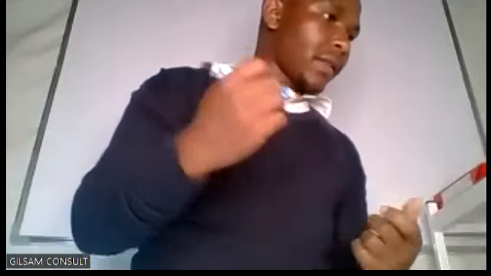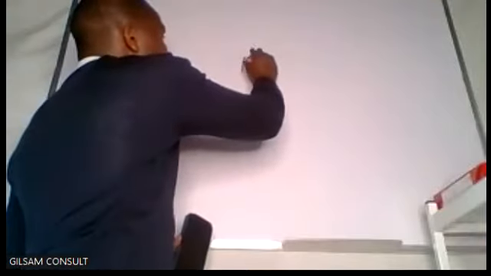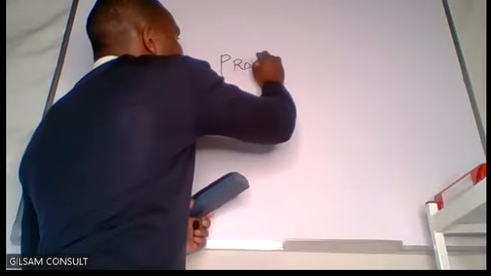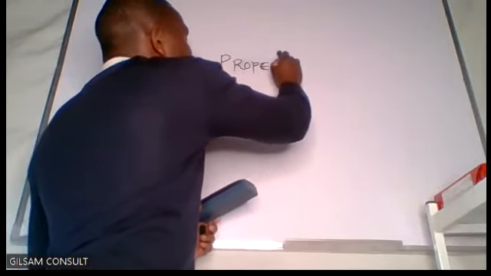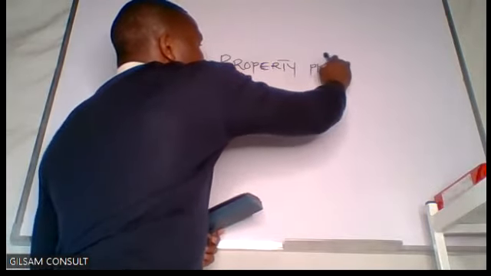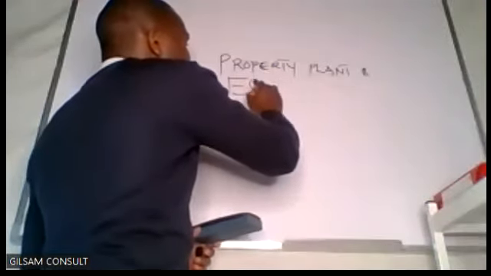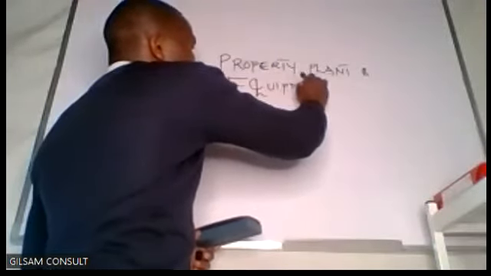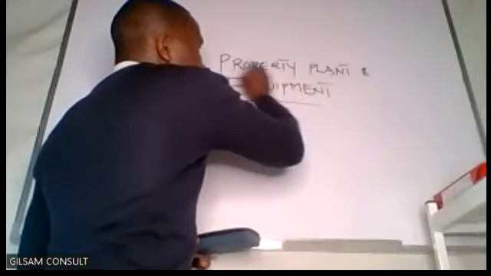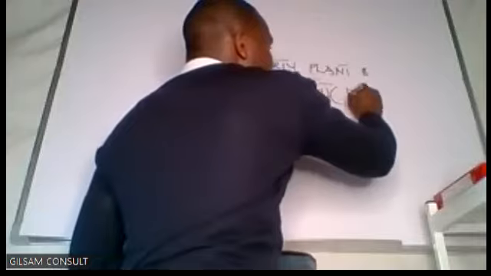Okay, so if you have it, we want to look at, this is under topic 2, because there was another student who suggested we do property, plant and equipment. We call it PPE. It is called property, plant and equipment. So in application, we call it PPE.